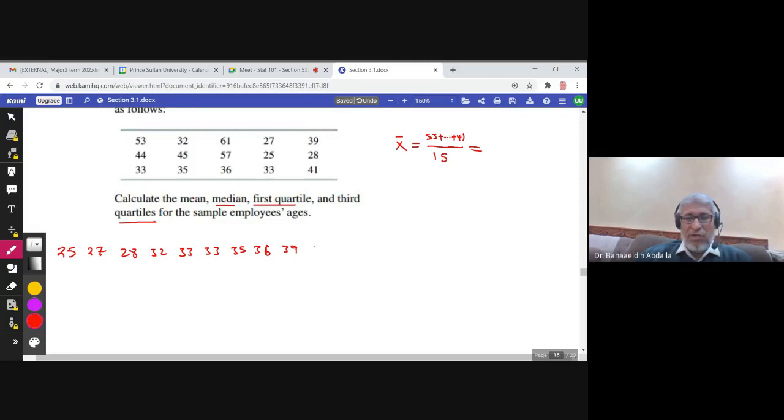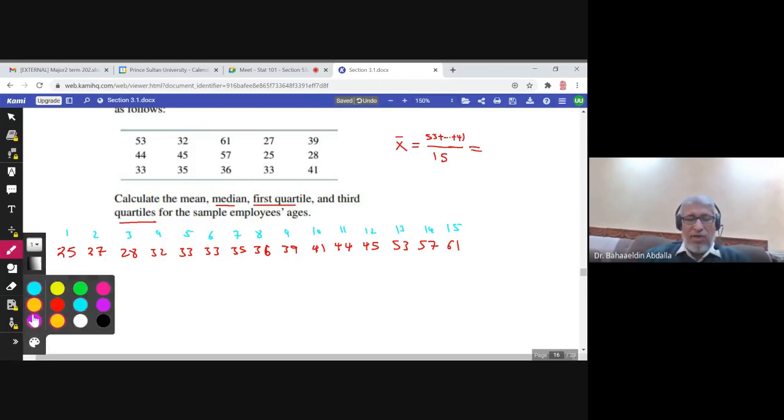Okay, then I have 41, 44, 45, any other 40? Okay, 53, 57, and 61. Let me count. 1, 2, 3, 4, 5, 6, 7, 8, 9, 10, 11, 12, 13, 14. I have 15 numbers. Good. So these are the data sorted.